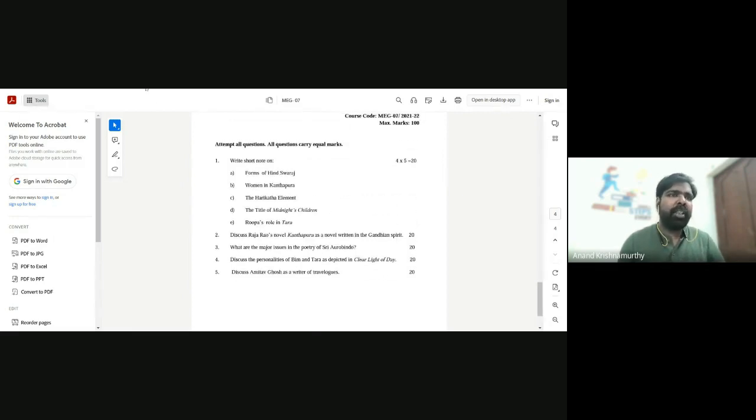If you remember in MEG 2, you have 9 to 10 questions, of which you only had to answer 5. So there was a bit of liberty, a freedom to choose what to write and what not. But here in MEG 7, you don't have that choice. You have to mandatorily attempt all the questions that are given.